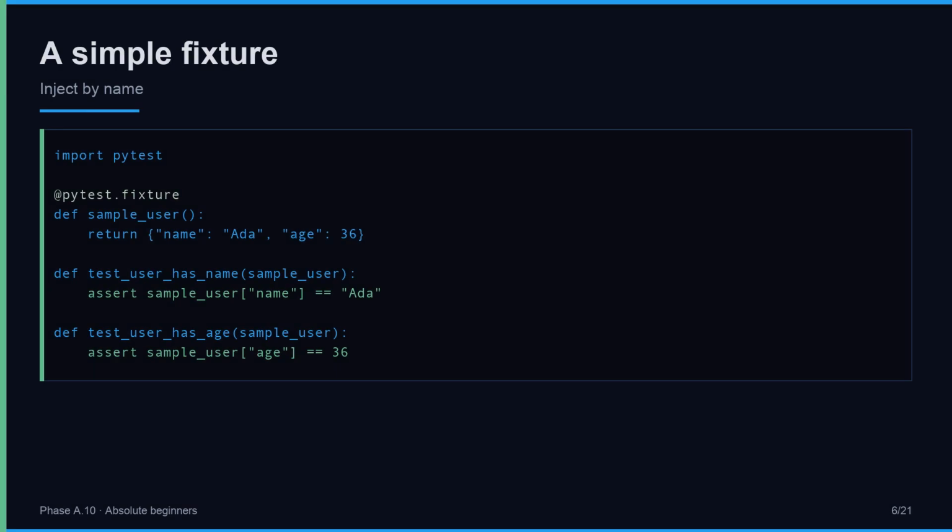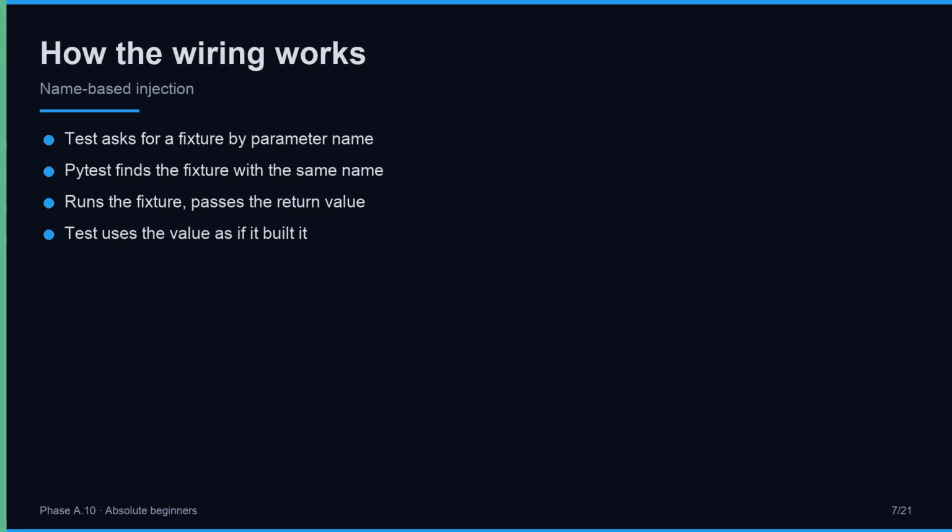Inject, don't build. Here is the smallest possible fixture. We decorate a function called sample_user with pytest.fixture. It returns a dictionary with a name and an age. Then we write 2 test functions, and each one takes sample_user as an argument. Pytest sees the argument name, finds the matching fixture, runs it, and passes the return value in. 2 tests, same setup data, no duplication. Change the fixture once, both tests see the new data. 2 tests, 1 source.